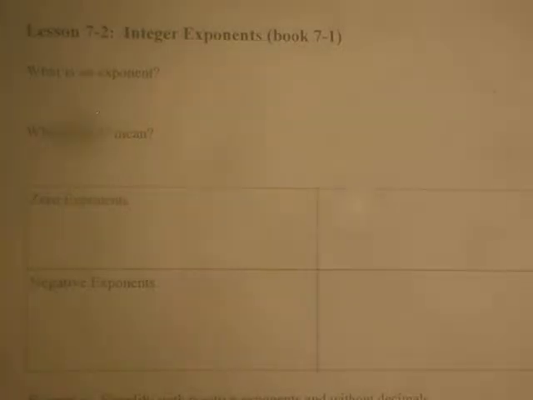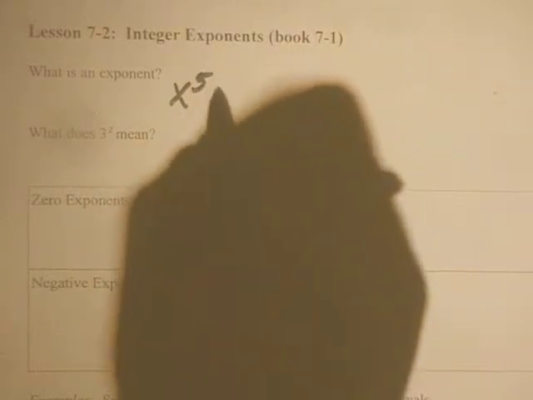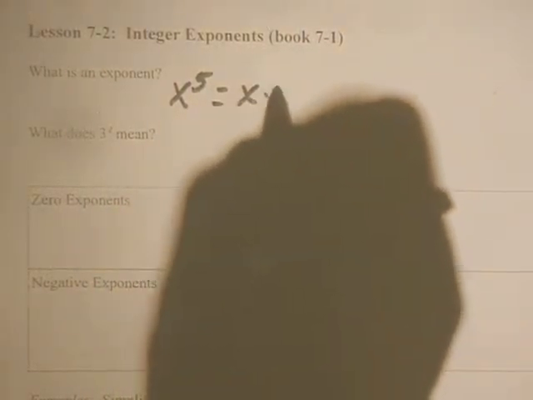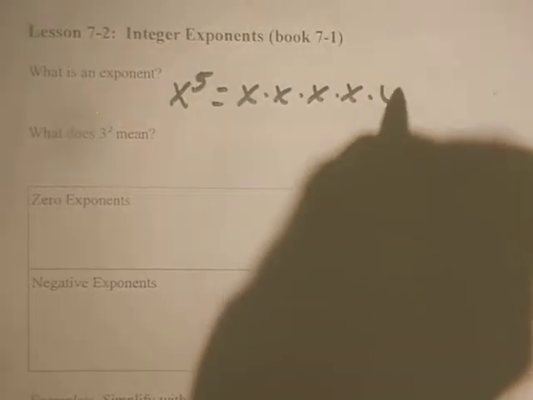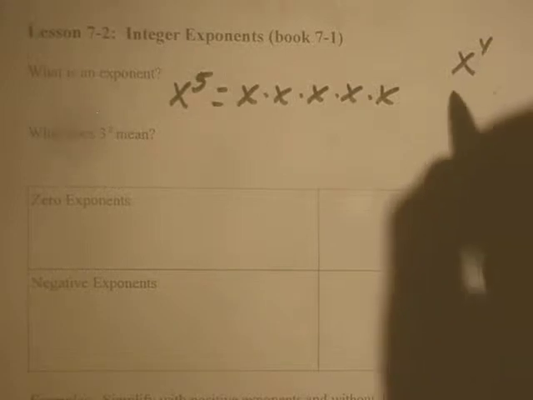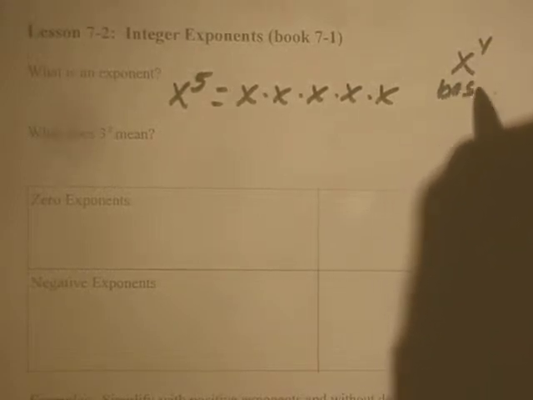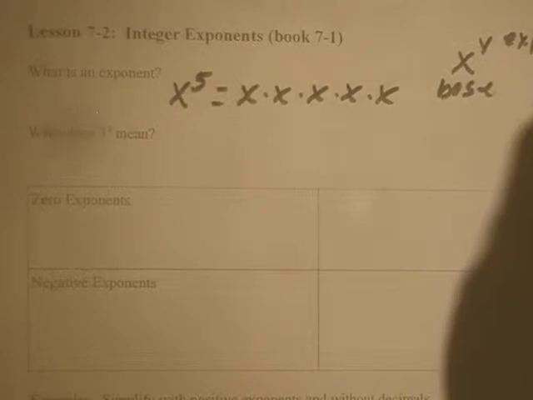Chapter 7, Section 2 is about integer exponents. And first of all, reminder, an exponent, if you have, say, x to the 5th power, that means x times x times x times x times x. And let's say we have x to the y. This is your base, and this is your exponent.